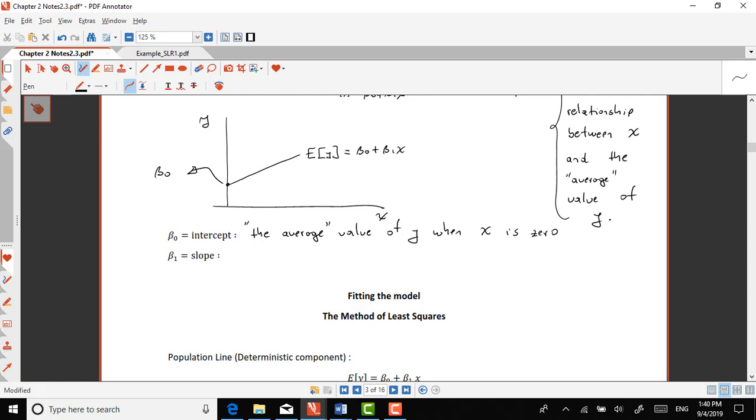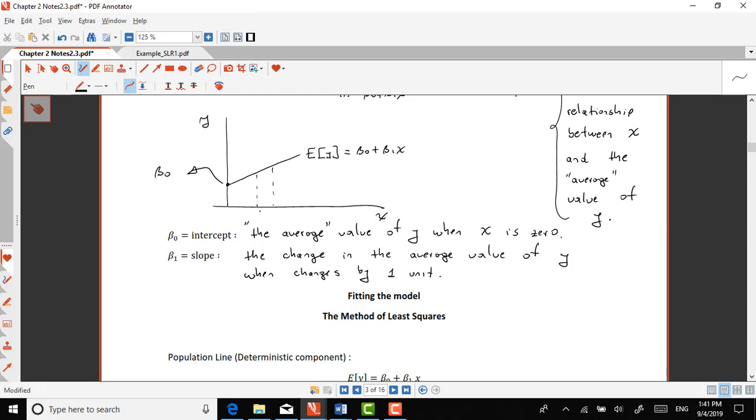So now what about the slope? I'm going to give you the graph again. Would it be the change in the average value of y when we change x? Exactly. Again, we're emphasizing that this line we're estimating is a relationship between x and the average value of y. So the slope represents the change in the average value of y when x changes by 1 unit.